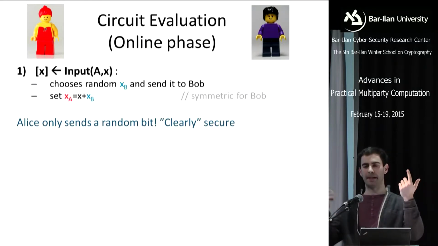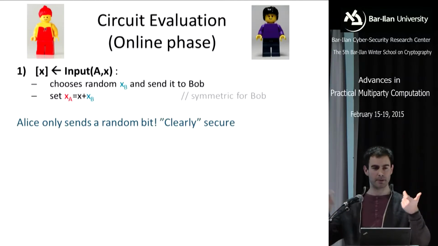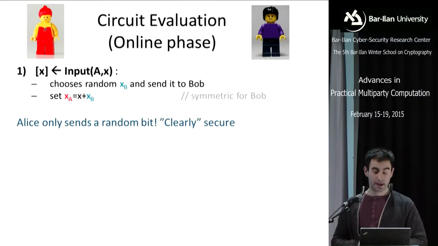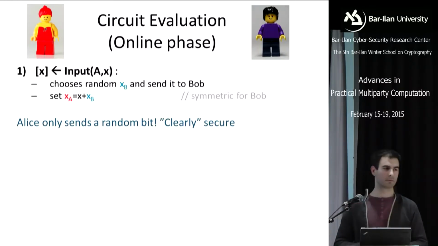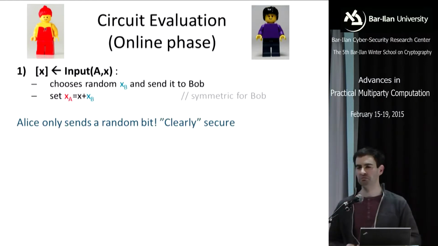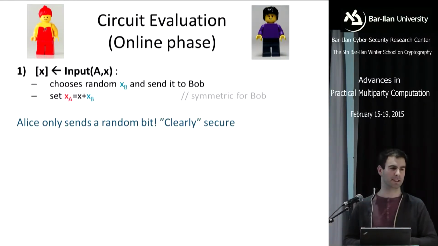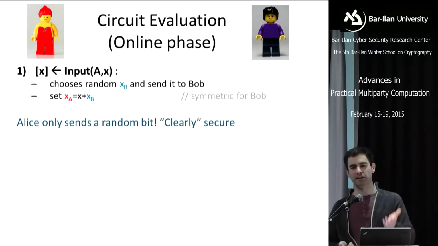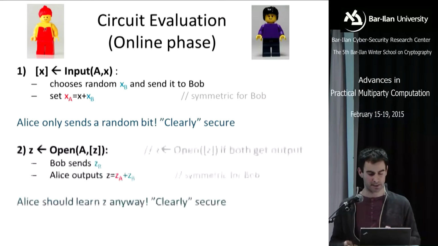Because we want that xa plus xb is equal to x, right? So Alice sets xa to be x minus xb, and then sends the xb part to Bob. This is clearly secure, right? I just sample a random value and I send it to you. Who cares what I do in the privacy of my own home? Well, who cares what I do with xa? I just send you a random value, so this is clearly secure, at least if you think about passive adversaries for now.